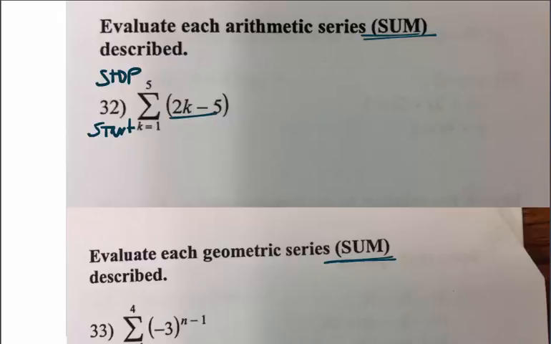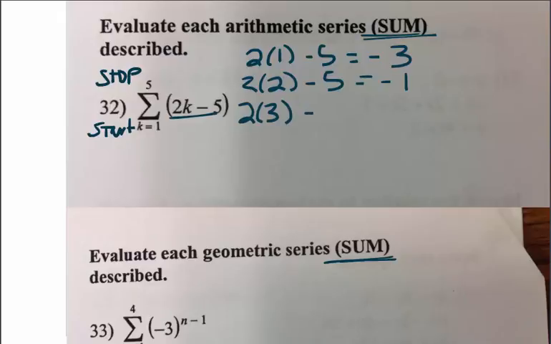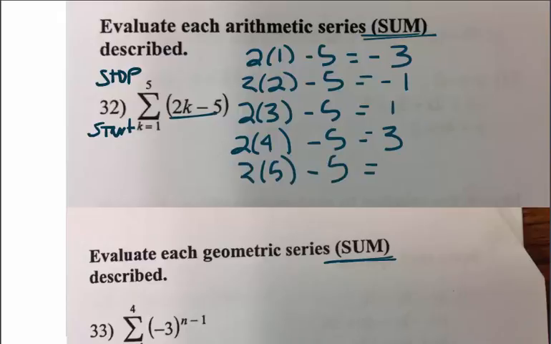So let's see, the first term, if I plug in a 1, I get 2 times 1 minus 5. That's a -3. Second term, plug in a 2, I get a -1. Third term, I get a +1. Fourth term, I get a +3. Fifth term, and final term that I'm plugging in, I get a 5. So this is great that I know all the terms, but I have to add them all together.